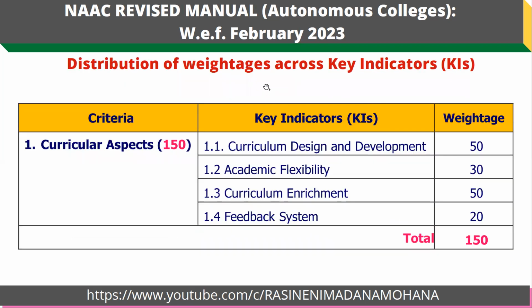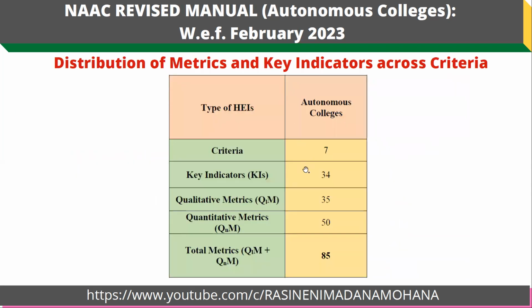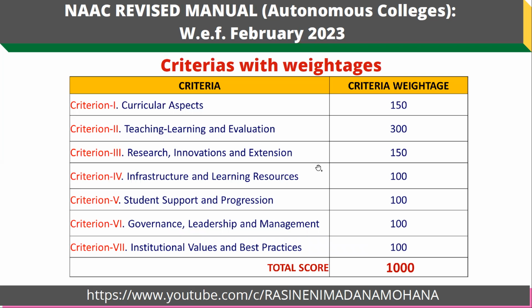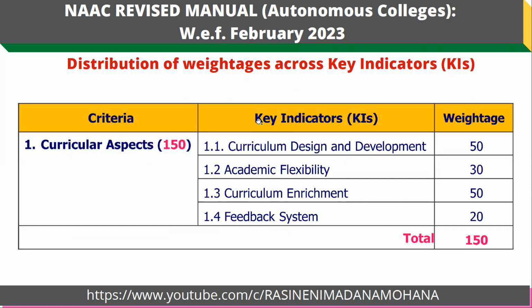Then distribution of weightages across key indicators. In the summary table, we have seen total 34 key indicators. Now criteria wise, let us see what are the key indicators. All criteria together total 34 key indicators. So distribution of weightages across key indicators.